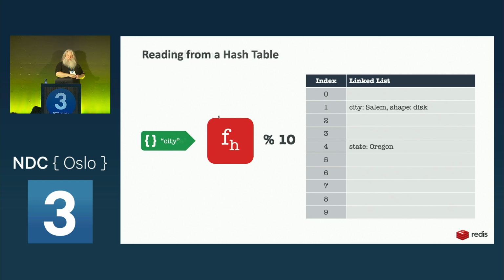When we go to read from these hash tables, then we just follow the opposite pattern. We take the word of city, we get the index, we look in the index, we walk the linked list until we find the word city. If we don't find it, then we return not found. If we do find it, then we return the value. So that's like hash tables in what, 3 minutes? So just a little refresher.